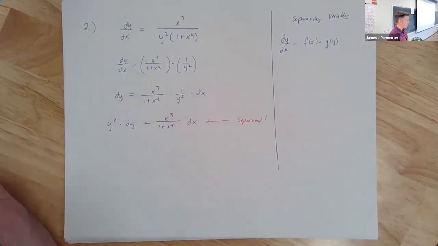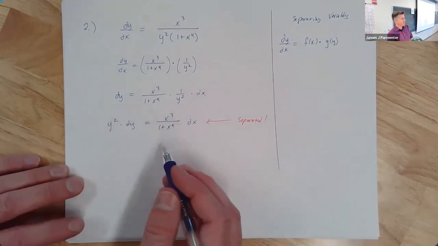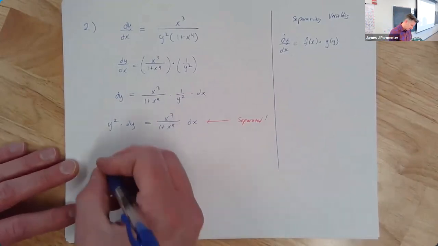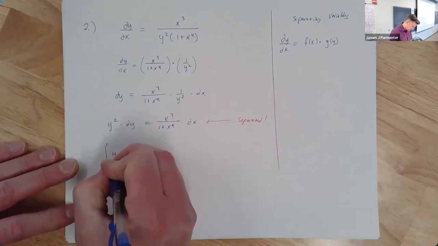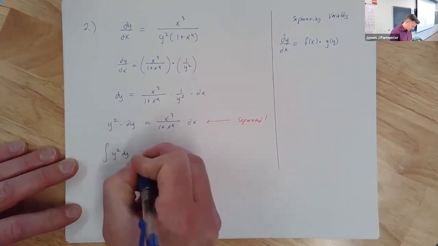All the y's on the left, all the x's on the right, and all the d-whatevers in the numerator, for lack of a better word, or not in the denominator. It feels kind of silly to write this stuff again, but I like to write it again. Then we're going to anti-differentiate both sides.